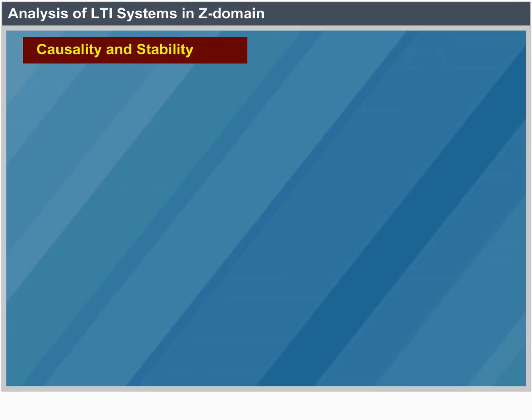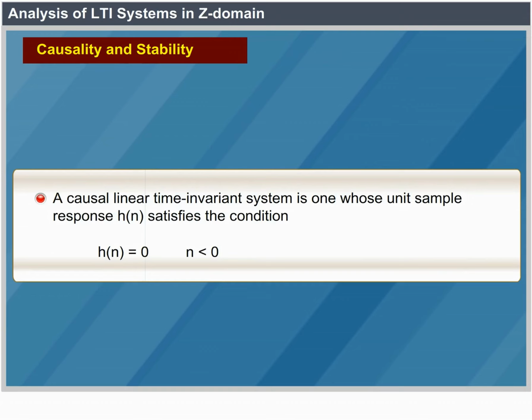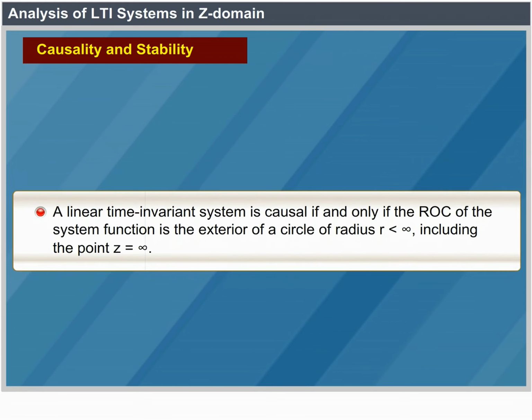Causality and stability. A causal linear time invariant system is one whose unit sample response h(n) satisfies the condition h(n) equal to 0 where n less than 0. A linear time invariant system is causal if and only if the region of convergence of the system function is the exterior of a circle of radius r less than infinity, including the point z equal to infinity.